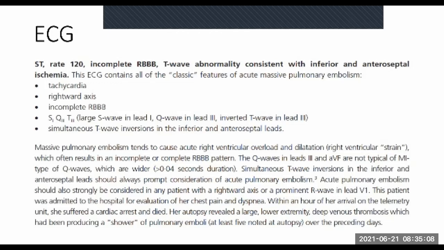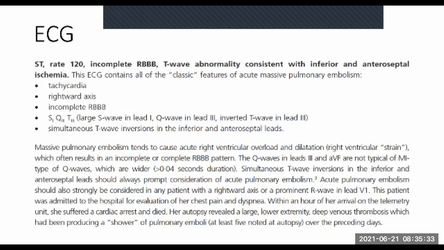So here we have the rest of it, which is massive pulmonary embolism, tends to cause an acute right ventricular overload and dilatation, which is what we have seen there, right ventricular strain. It results in an incomplete or complete right bundle branch block pattern, which you're going to get to just now. The Q waves in lead 3 and AVF are not typical of MI type Q waves, which is true. Generally, those are wider.